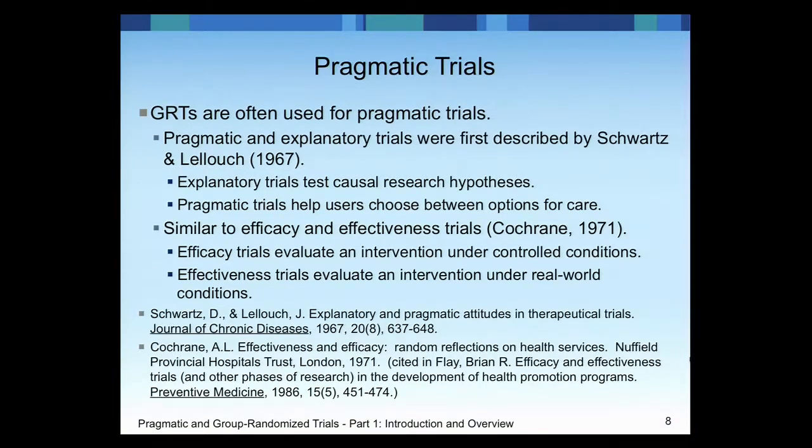Pragmatic trials are often used in public health and medicine in recent years, and group randomized trials are often the design that is used for pragmatic trials. Pragmatic and explanatory trials were first described by Schwartz and Lellouch in a paper in 1967. Explanatory trials test causal research hypotheses. Pragmatic trials help investigators choose between options for care.